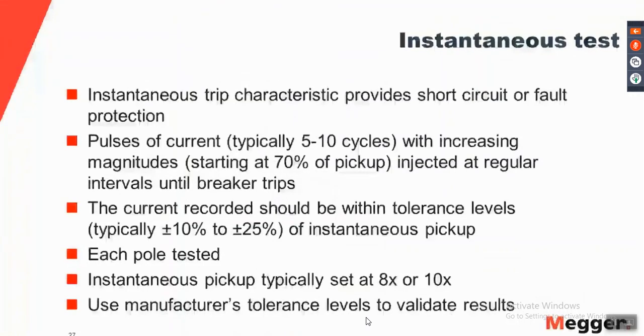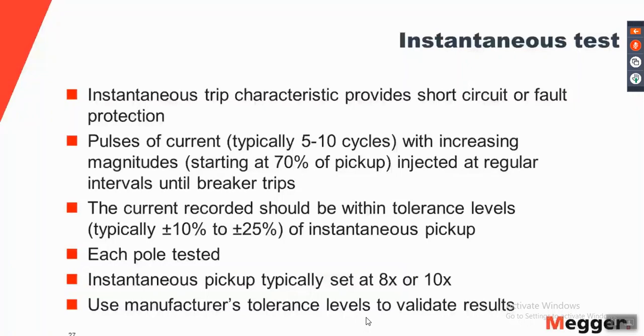Now let's look at the instantaneous test. In the instantaneous test, the instantaneous trip characteristic is provided for short circuit or fault protection. There is no delay here. The breaker is supposed to trip as soon as the current crosses the pickup value. To run this test, pulses of current are injected as opposed to continuous current.